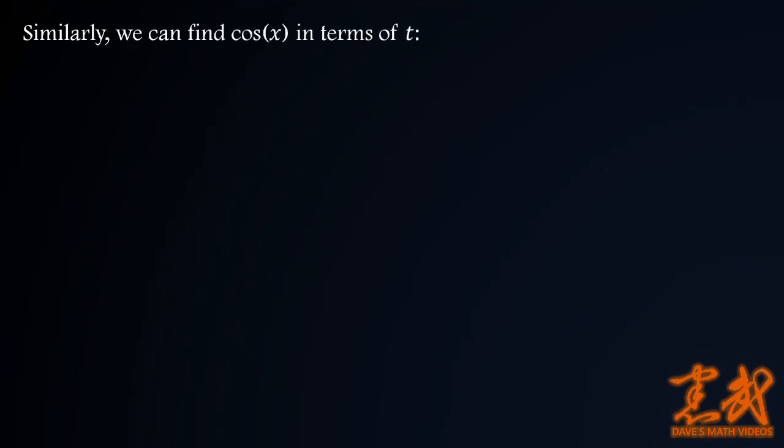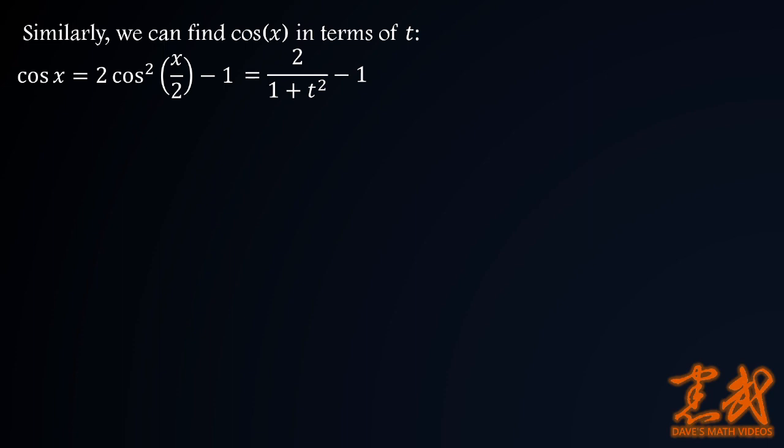Similarly, we can find the cosine of x in terms of t by using another double angle formula. In this case, the cosine of x is equal to 2 times the cosine of the quantity x over 2 squared minus 1. Plugging in the values that we obtained previously, we get 2 over 1 plus t squared minus 1. And rearranging this gives us 1 minus t squared over 1 plus t squared.